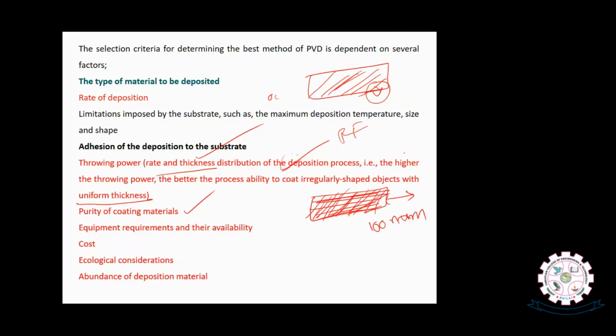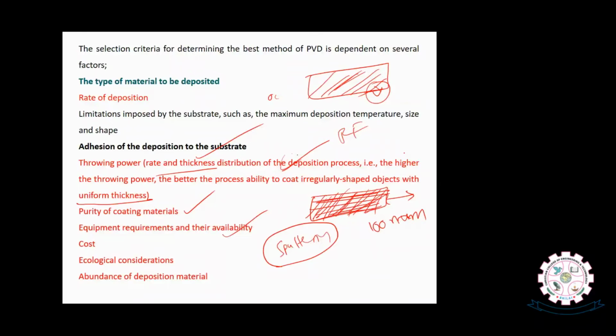And also purity of the coating materials. Sometimes if you need ultra high purity, in that case CVD may be better, because the purity of the gases may be higher. Or if you can make a bulk material with high purity, you can do that also. Equipment requirements and their availability also are important. Suppose I have only a sputtering technique and I have to do some very complex deposition. Then I need to carefully study and understand whether I will be able to do it or not.